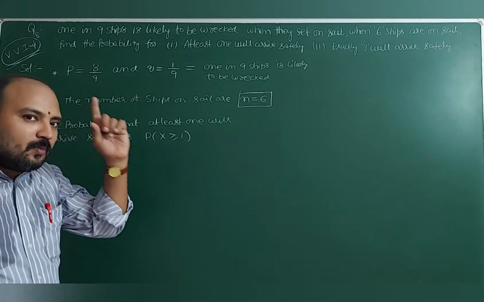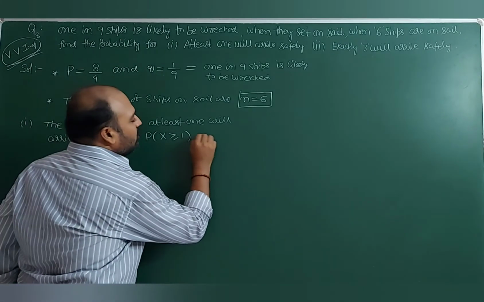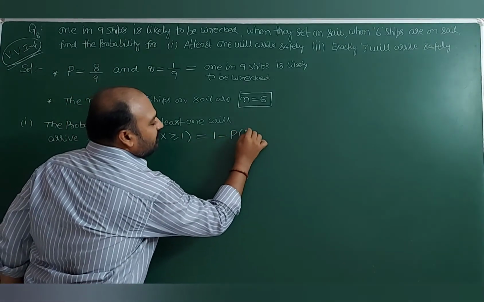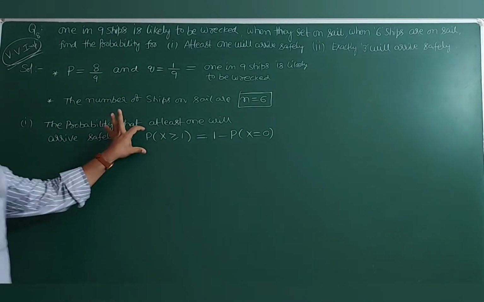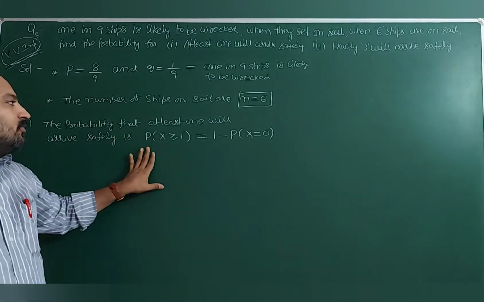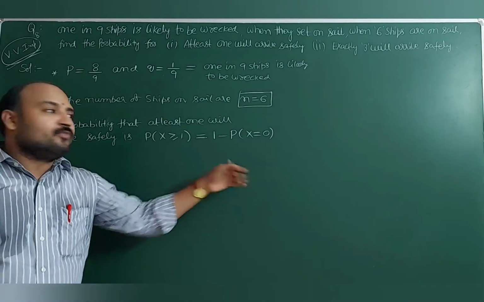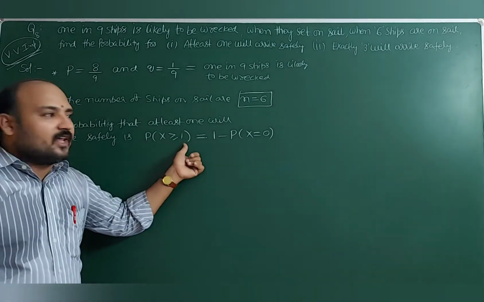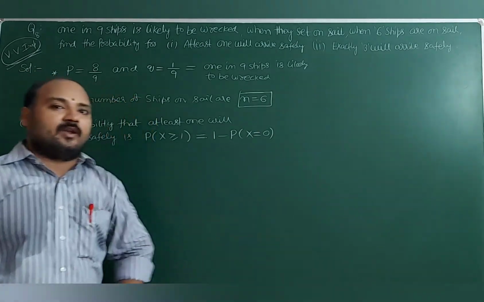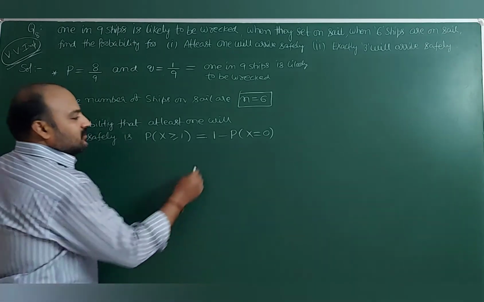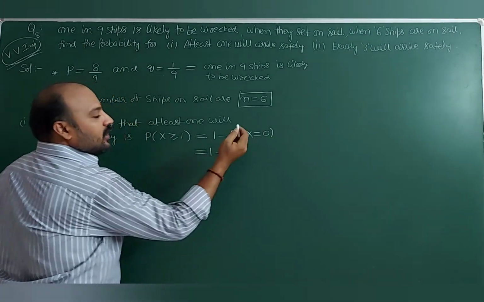In the previous problems we observed that P of X is greater than or equal to 1 means simply you can calculate 1 minus P of X is equal to 0. Very important point it is, dear students. You remember, P of X is greater than or equal to 1 is 1 minus P of X is equal to 0. P of X is greater than or equal to 2 is 1 minus bracket start P of X equal to 0 plus P of X equal to 1. Like this we can increase.